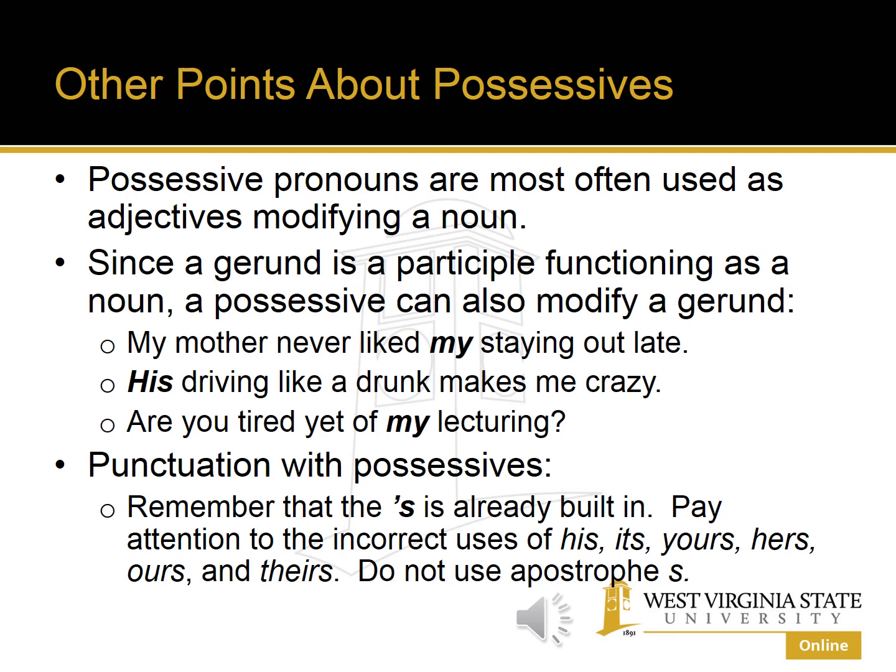Punctuation with possessives is another problem area. Remember that the apostrophe S is already built into the possessive pronouns. So pay attention to the incorrect uses of his, its, yours, hers, ours, and theirs. They do not require an apostrophe, so when they're being used as possessive pronouns, you do not add an apostrophe.